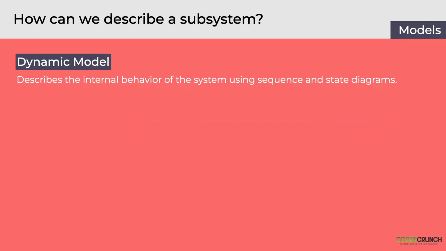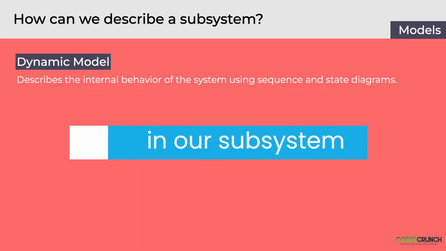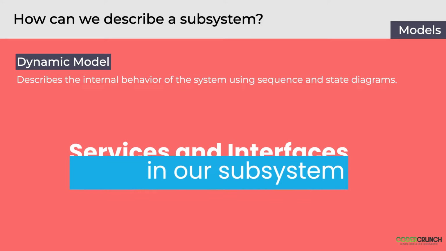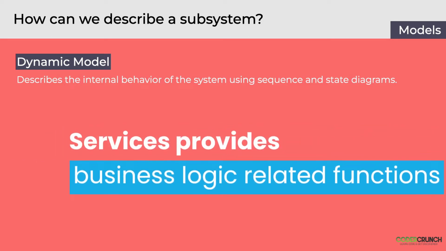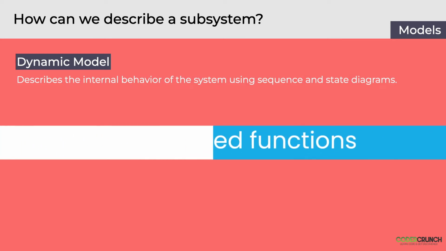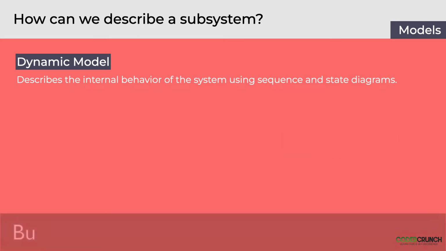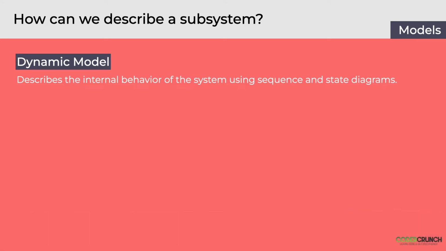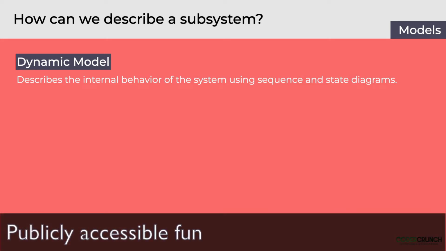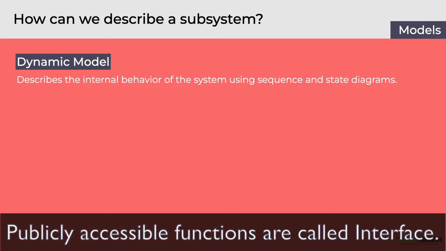Once we start to define our services and the interfaces within our subsystem, we are ready to build the dynamic model. A service object provides a set of business logic related functions. For example, the ticketing service class may allow you to buy tickets, sell tickets, redeem tickets, and so on. Generally, these functions are publicly accessible and are called the interface for the service.